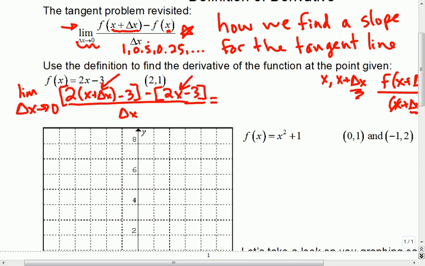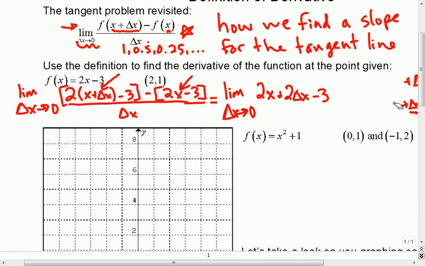So if I was to expand this out, for time's sake, I won't skip steps, I'll do it properly. So I have the limit as delta x goes to 0. If I expanded it out, it would be 2x plus 2 delta x minus 3. And then the other function is going to be take away 2x plus 3, all over delta x.